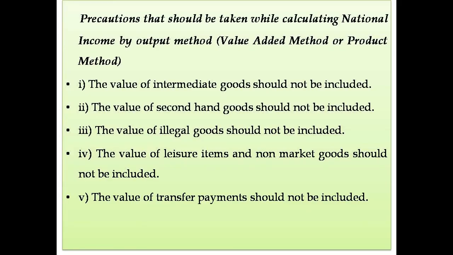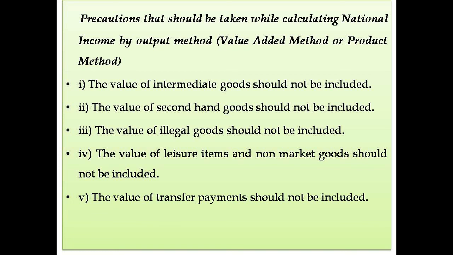Next, let us go on to the precautions that should be taken while calculating national income by value added method or output method or product method. All are one and the same. The first precaution is we should not include the value of intermediate goods. That is why in the formula from the sales we are subtracting intermediate consumption. Because if you include the value of intermediate goods, you will be committing the mistake of double counting. So the first point is the value of intermediate goods should not be included.